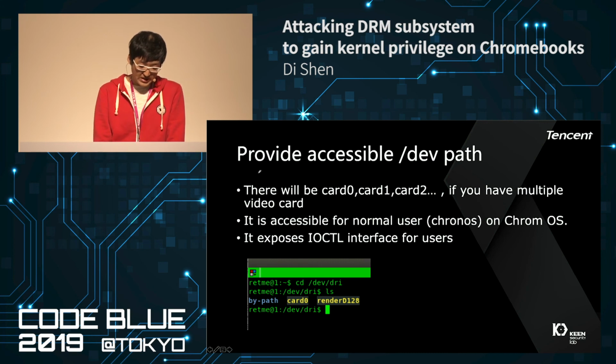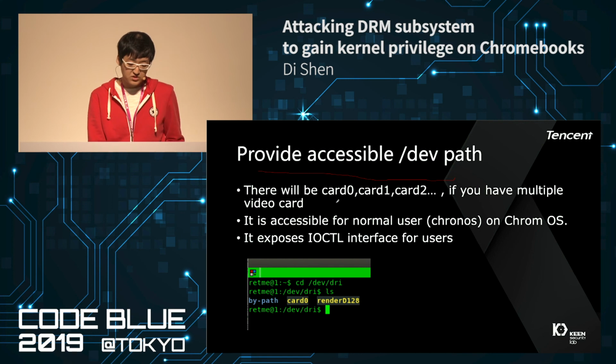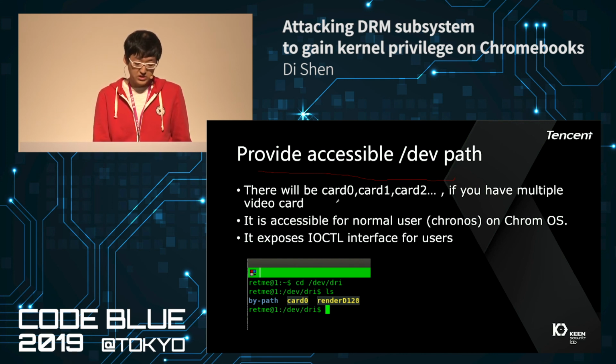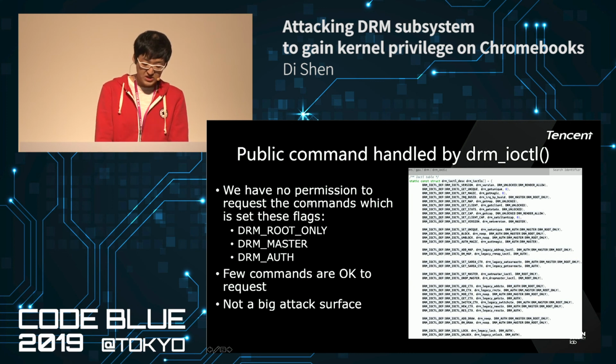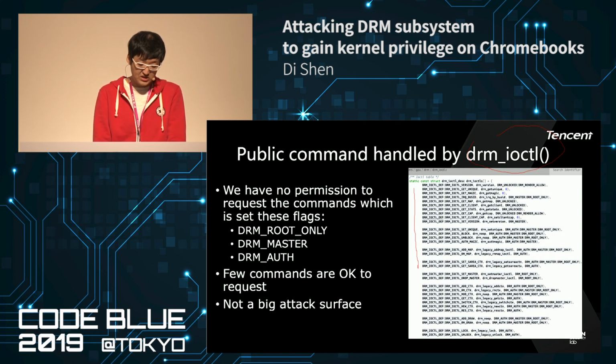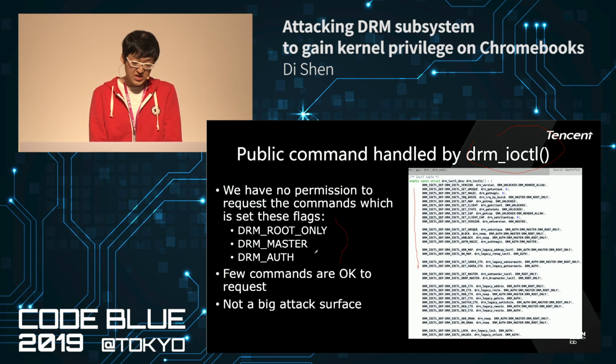DRM actually provides accessible dev paths, and there will be card0, card1, card2 if you have multiple video cards. And it is accessible to normal users. That's important. If it's not accessible, you cannot attack it. It exposes an I/O control interface for users. Normally the DRM subsystem provides public commands handled by this function, the DRM ioctl, and you can see its definitions. There are lots of ioctl handlers, but we have no permission to request the commands with special flags. You can see, for example, DRM_ROOT_ONLY, DRM_MASTER, and DRM_RENDER_ALLOW. If the commands have been set with these flags, you cannot access them as a normal user. You need more privilege to access them.